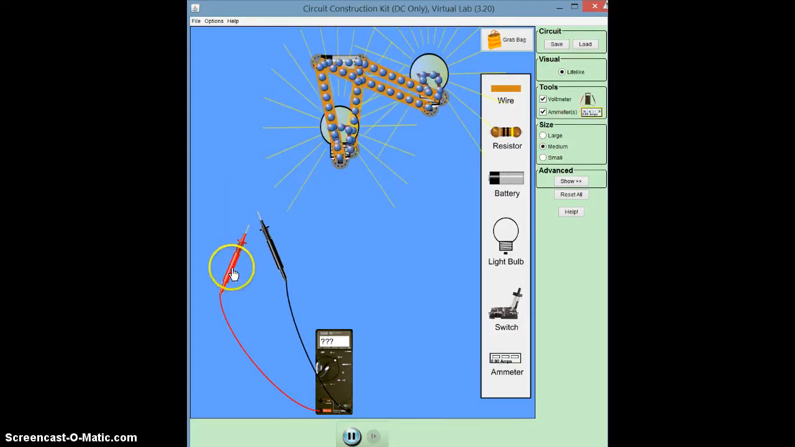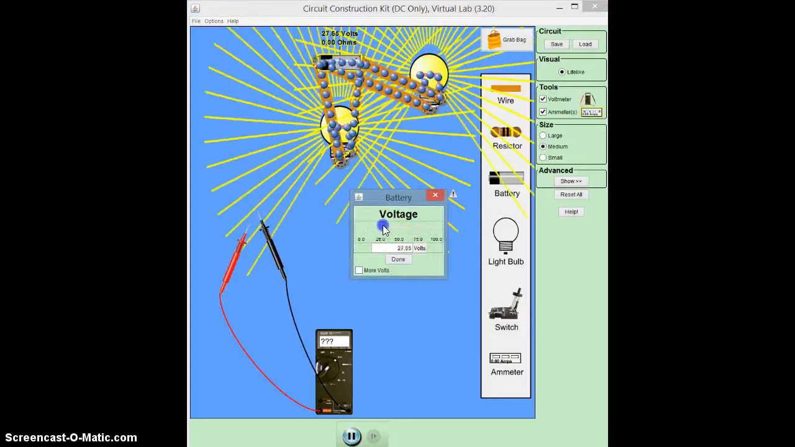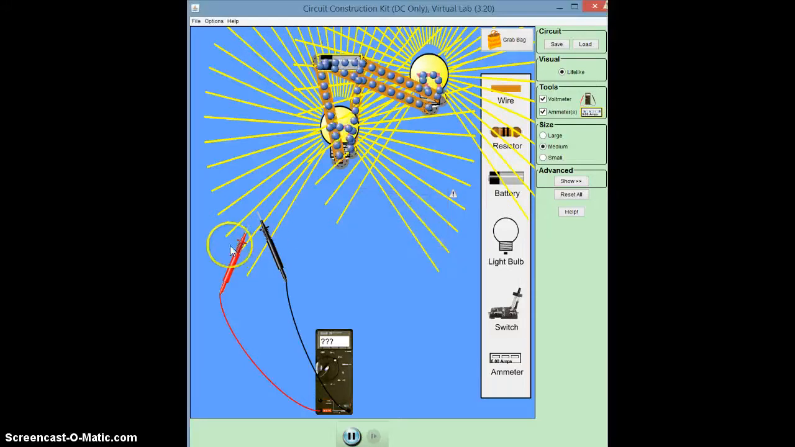How does this compare to the answer before? I'm just going to up the voltage to make this a better comparison. I forgot I shouldn't have cleared the battery out. Our voltage before was about 31. Probably not that exactly, but close.